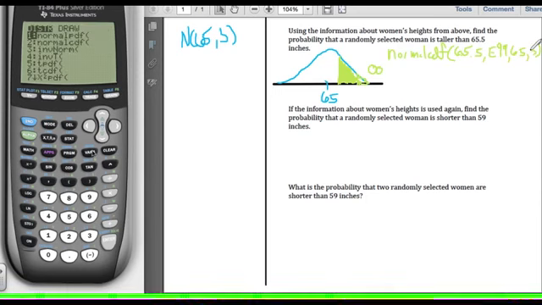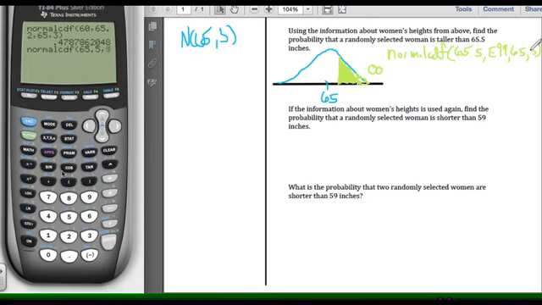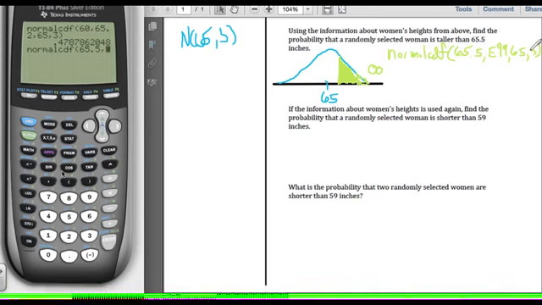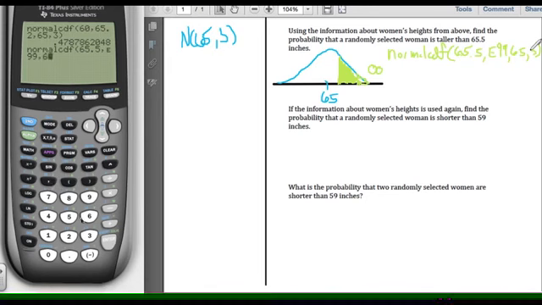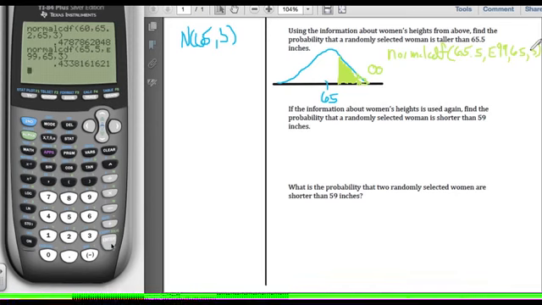Second vars, number 2. 65.5 is my lower bound where the shading started, comma. Now to get up to that E99, to get that E that we've been seeing in the previous chapters and in this chapter as well, you hit second comma. It's that double E, but it's only going to show up as one E. That's the 10 to the certain power. So it's E99, 10 to the 99th power. Then comma 65, comma 3. I hit enter.